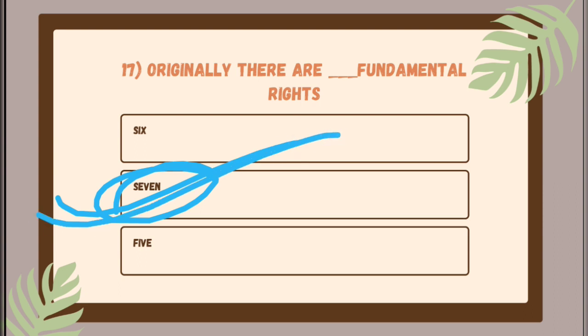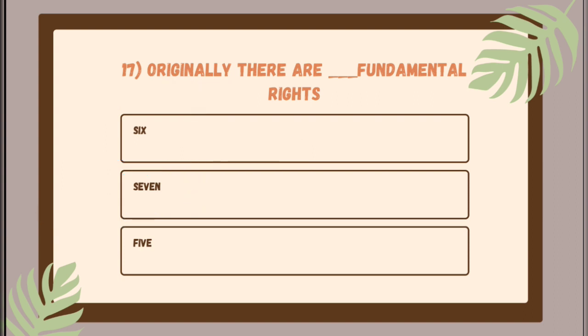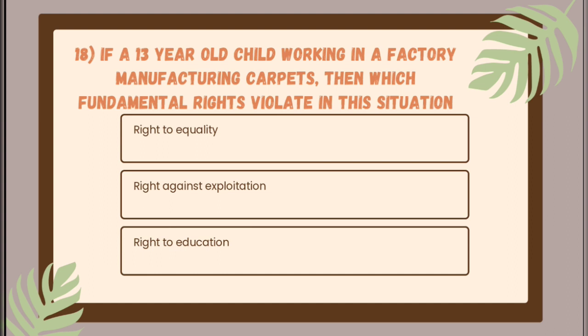If someone asks you how many fundamental rights there are presently in the Indian Constitution, the correct answer is that presently there are 6, but originally there were 7 fundamental rights in the Indian Constitution. Okay, next question, question number 18.